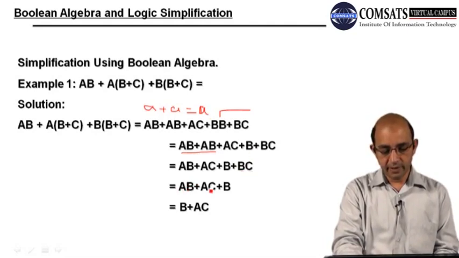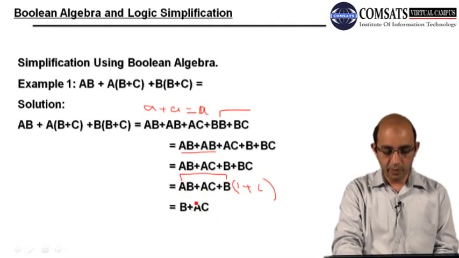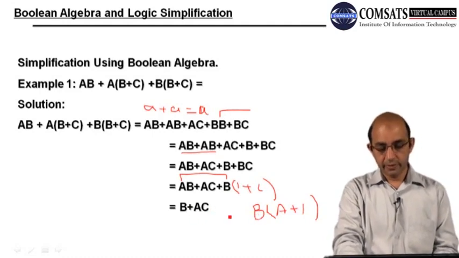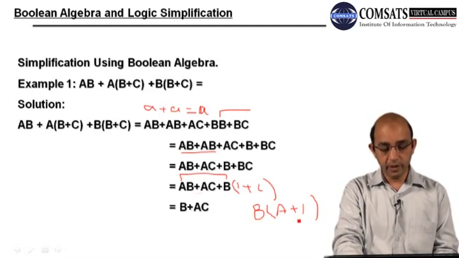So AB plus AC plus B, right? So what you did over here, you have taken B as common, so 1 plus C, so that is always equal to 1, right? And from here, you have taken B common, so we are left with B into, if you take B as common, A plus 1, right? So this will be a B, and we have this AC. So this is the simplification.